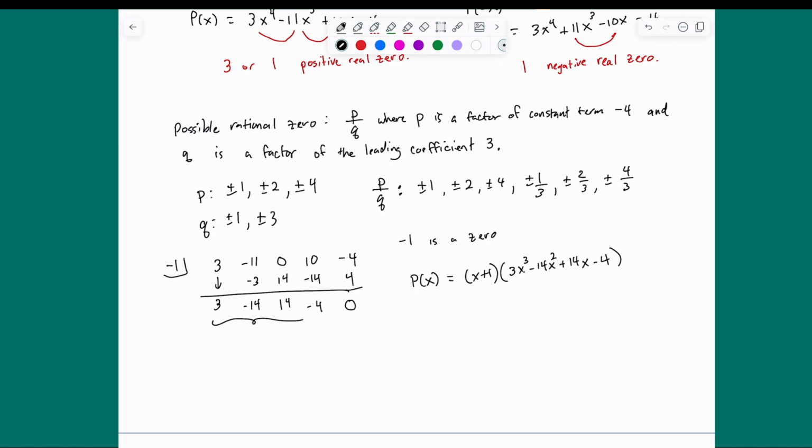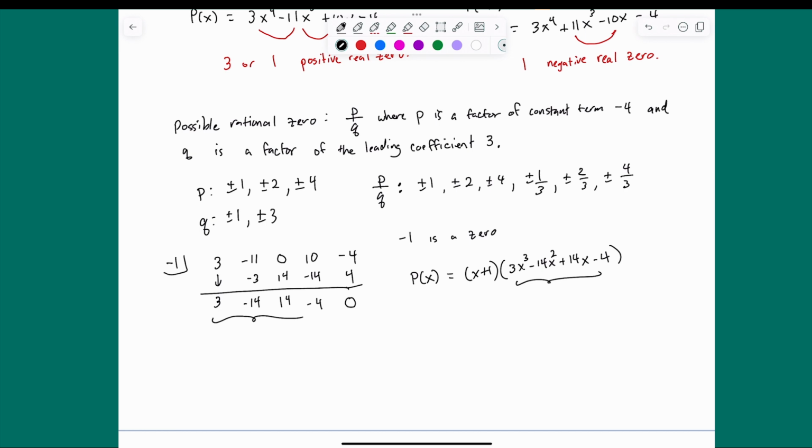Okay, so we could do synthetic division again, but instead of using the coefficients of the original polynomial p of x, we'll use the coefficients of this other polynomial, the quotient. So let's try 1/3. All right, so we get 3, -14, positive 14, and -4. And the reason why I'm using 1/3 is because it's on my rational zero list, and I'm just trying any number here. I could try 1, I could try 2, something like that. You don't have to go in order.